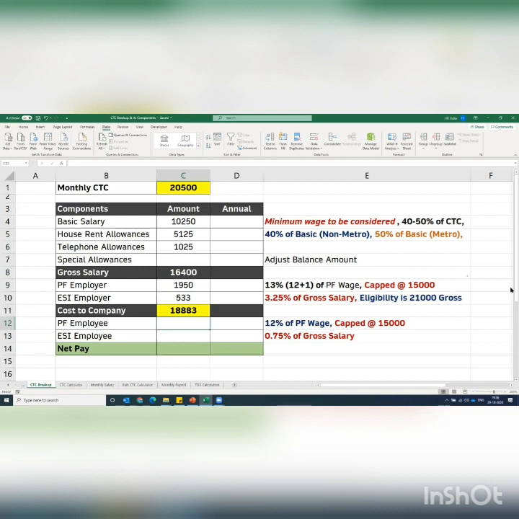But now if you notice, the CTC we are looking for is 20,500 rupees, but the amount we have got is 18,883. There is a huge difference, right? So that's why we have kept this special allowance cell blank.